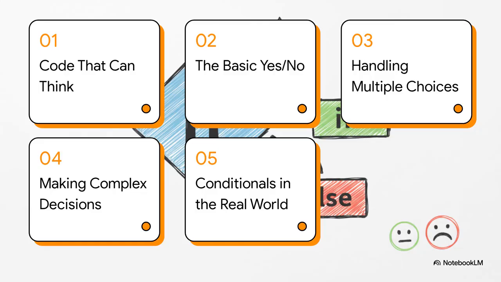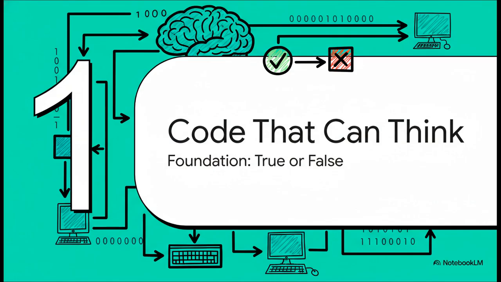So here's the plan. First, we'll start with the absolute basics of how code thinks. Then we'll build our first simple yes-no decision. After that, we'll get into handling more than two options, combine those into some complex logic, and finally, we'll see how this stuff is used out in the real world. Okay, let's dive right in.